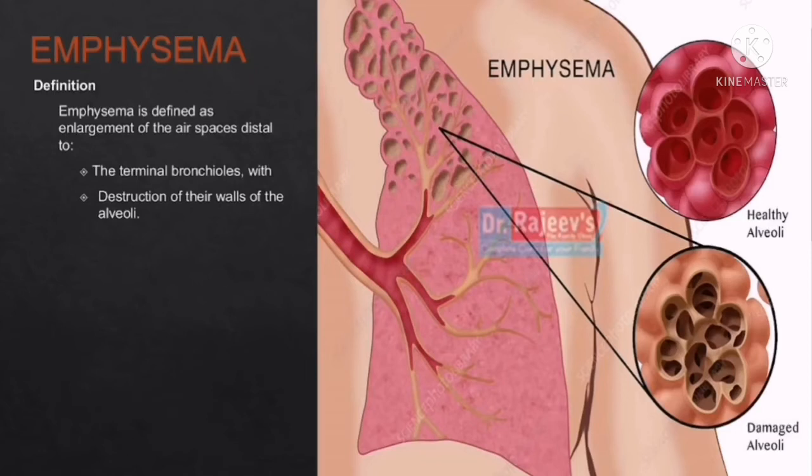So, emphysema is an enlargement of the air spaces distal to the terminal bronchioles with destruction of the walls of the alveoli, and it is a lung condition that causes shortness of breath because the air sacs in the lungs, or the alveoli, are damaged, and the inner walls of the air sacs weaken and rupture, creating larger air spaces instead of many small ones. This reduces the surface area of the lungs and in turn the amount of oxygen that reaches your bloodstream, and causes shortness of breath.